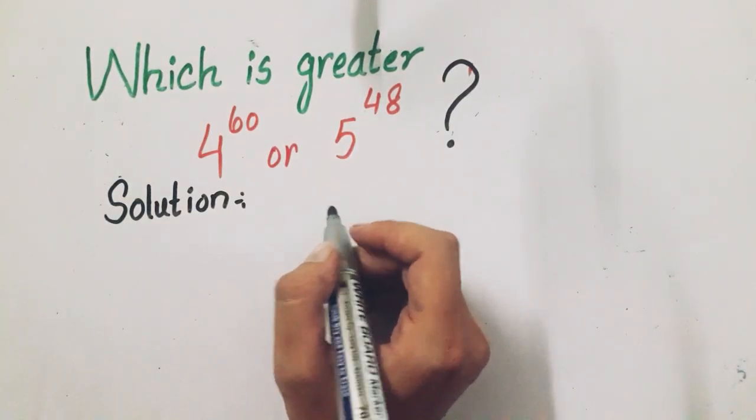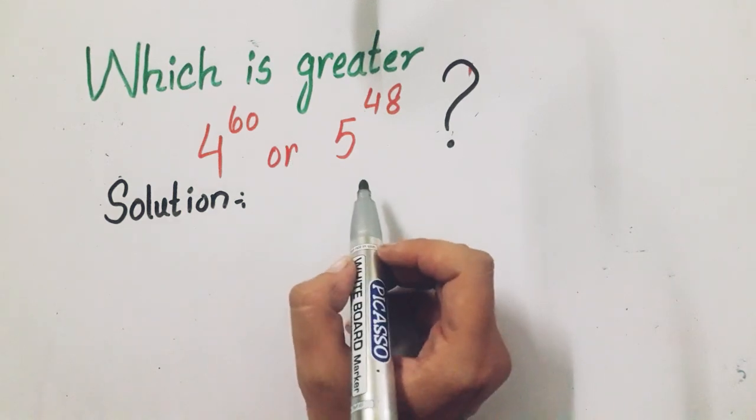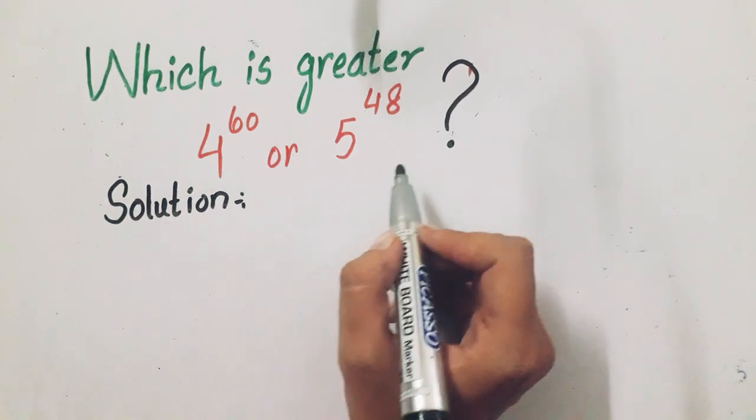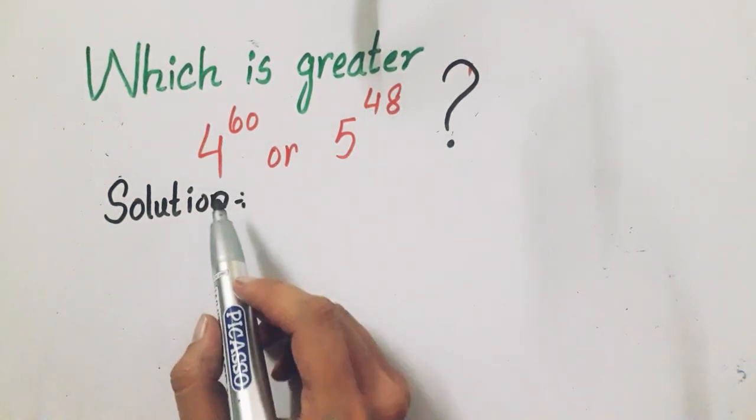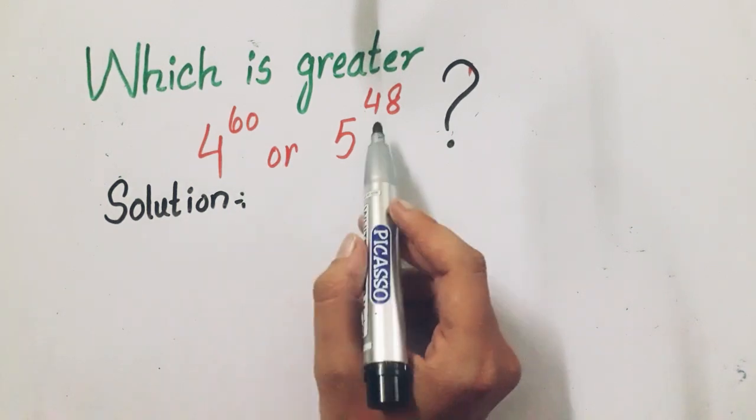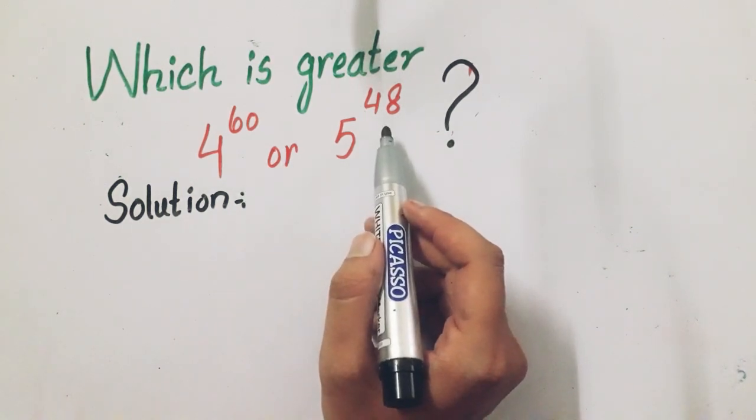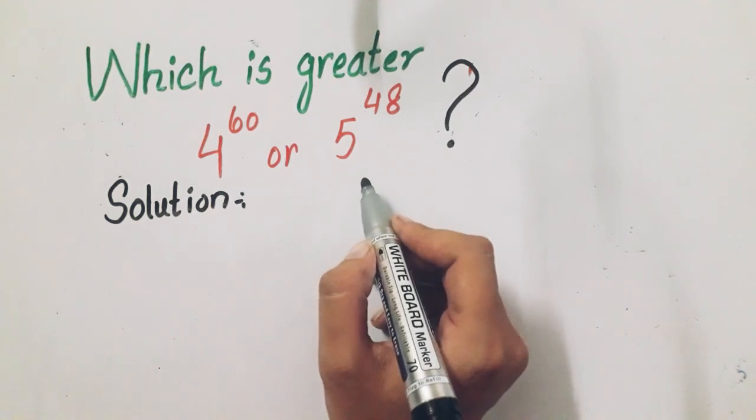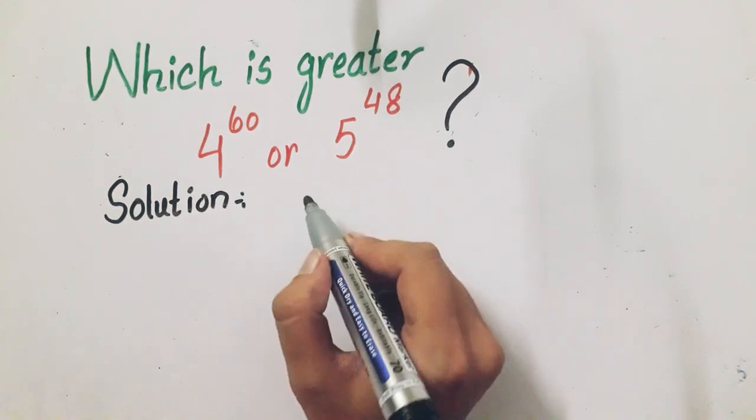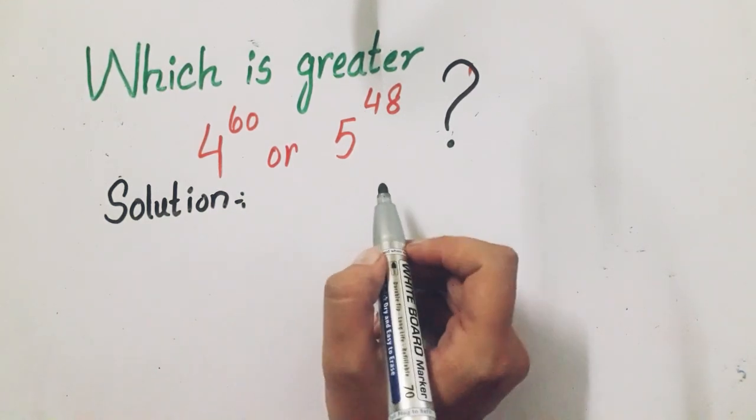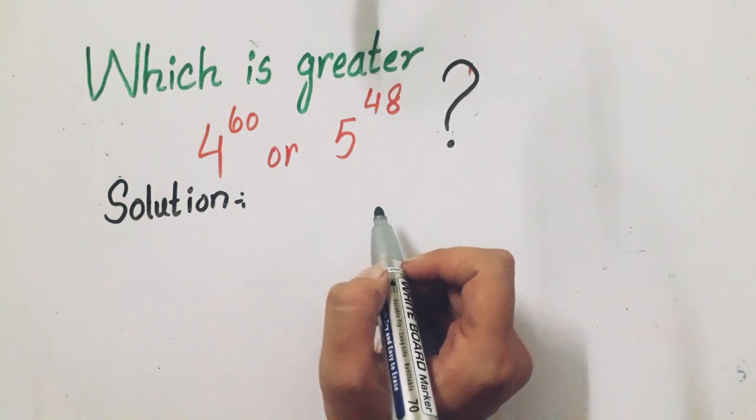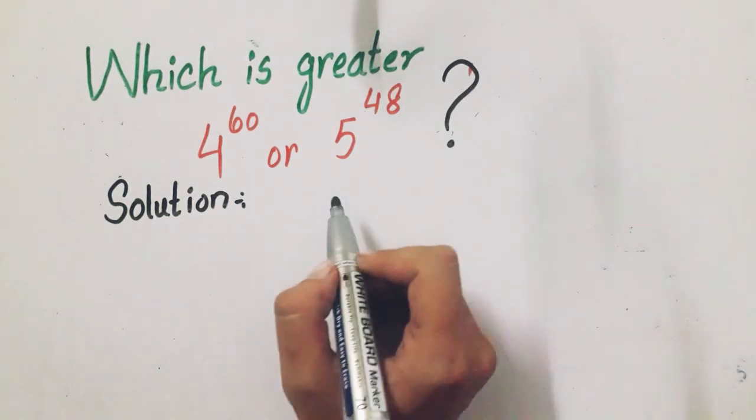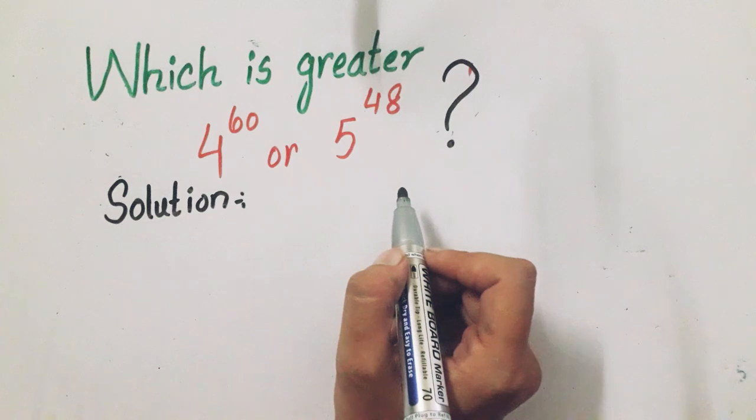Today we have an interesting problem on comparison of powers. The question is, which is greater, 4 raised to power 60 or 5 raised to power 48? At first glance both numbers are huge and you might feel overwhelmed, but don't worry, by the end of this video you will know a simple trick to compare such big powers without a calculator.